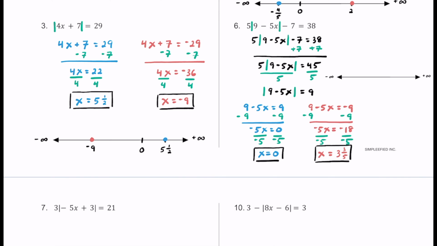Putting this on a number line, just kind of squeezing this in here, we're going to have maybe 0 over here to the left, and then over to the right somewhere we're going to have 3 3/5. Okay, those would be the two values. And then since x equals 0, that would be one of the solutions. Go ahead and put a dot there, and then x equals 3 3/5, so we can go ahead and put a dot on that value. Alrighty, on to number 7.